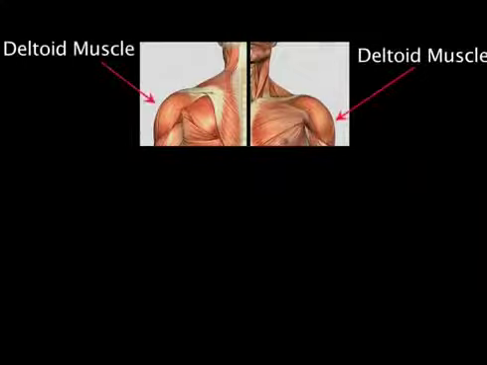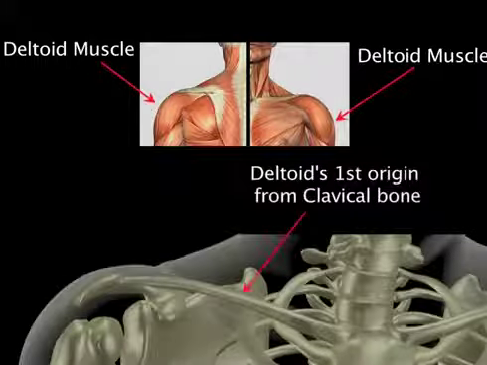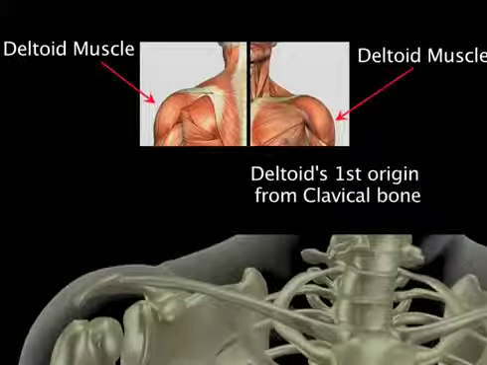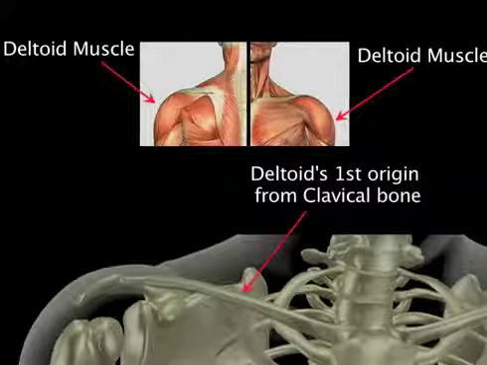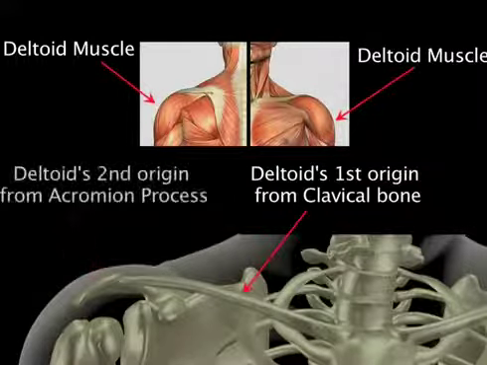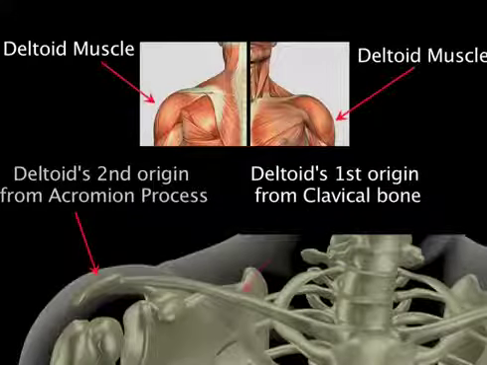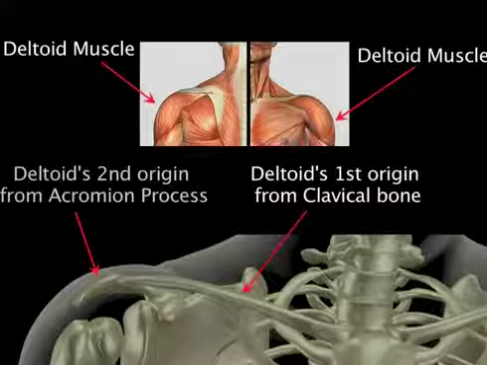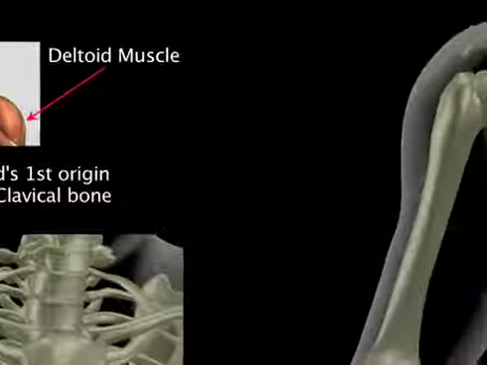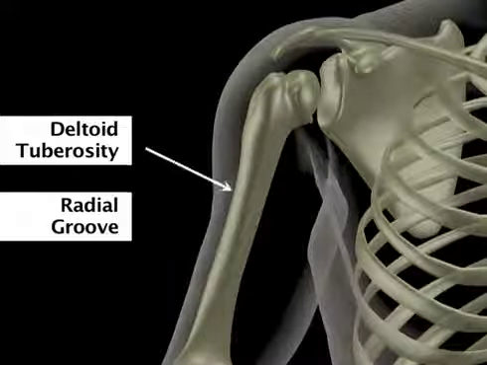I can show you in the diagram. You can see here it has two origins, one over the clavicle and the other over the acromion process, as you can see by the red diagram. So it means that some fibers originate from the clavicle bone and some fibers originate from the acromion process of the scapula. Now come to insertion. You can see in the diagram, it is inserted into the deltoid tuberosity of the humerus.